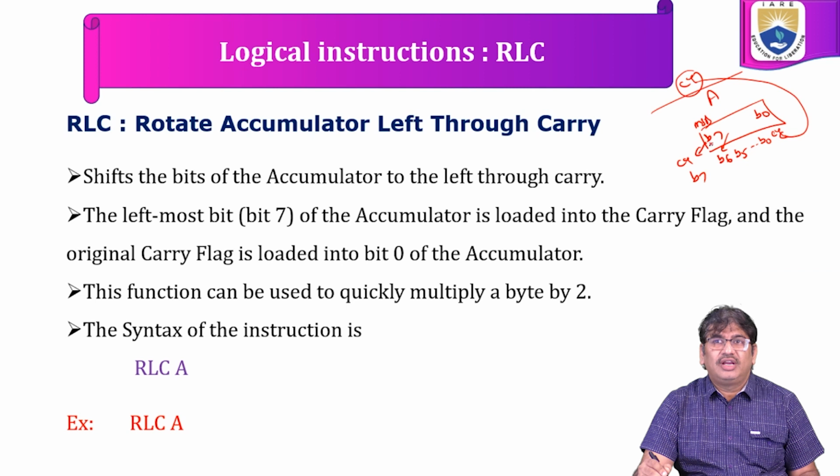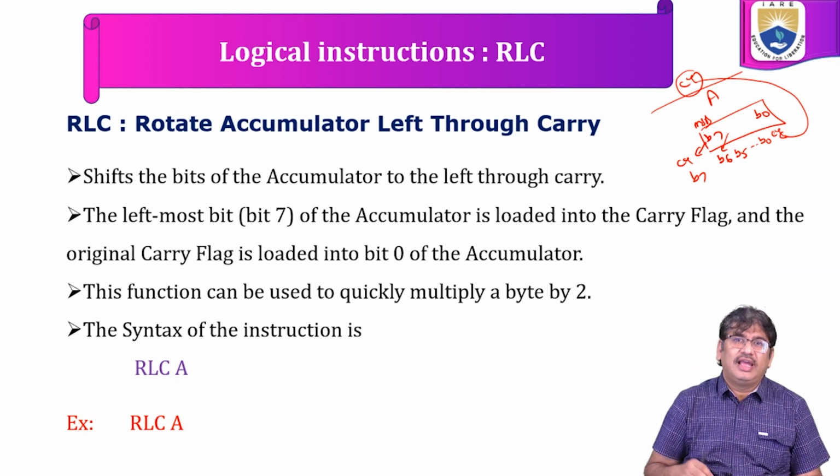The leftmost significant bit, that is bit 7 of the accumulator, is loaded into the carry flag, and the original carry flag before executing this instruction is loaded into bit 0 of the accumulator. This instruction can be used to quickly multiply a byte by 2. The syntax of the instruction is RLC A. Example also RLC A.